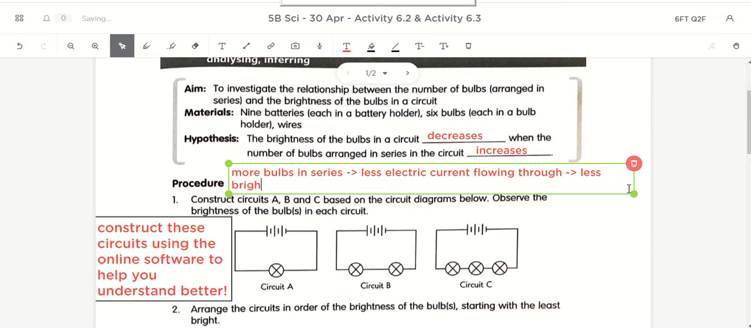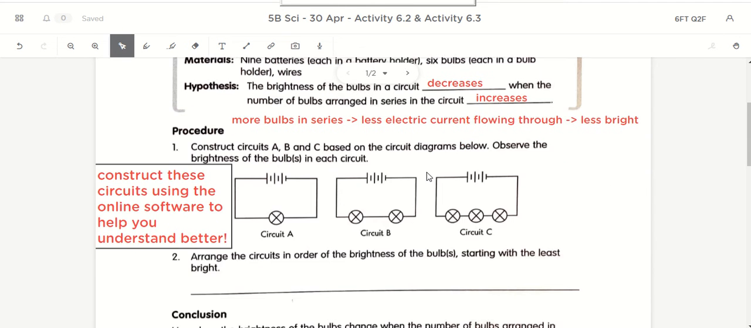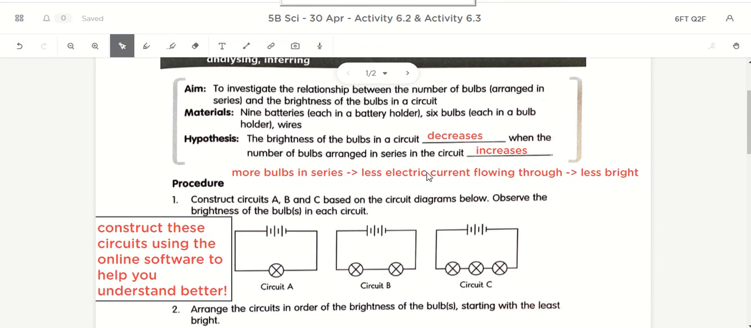So the brightness of the bulb depends on the amount of electric current. When there is more electric current, they'll be brighter. If there is less electric current flowing through the bulb, it will be less bright. So when you have more bulbs connected in series, there will be less electric current flowing through each bulb. So if there's less electric current flowing through each bulb, it will be less bright.